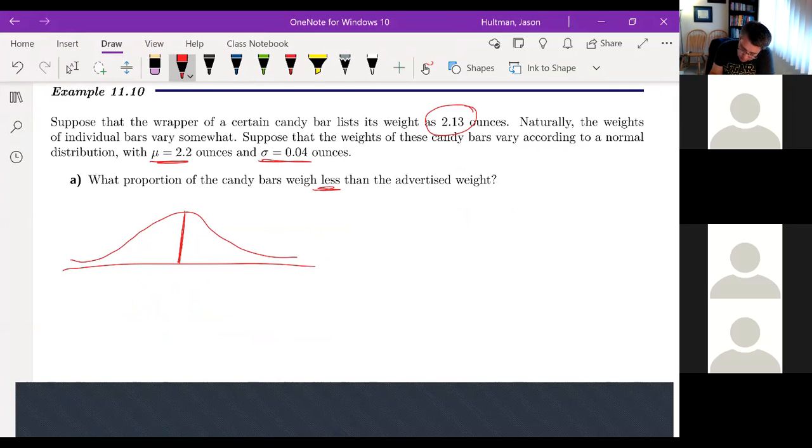Okay, so the mean is 2.2. And where is 2.13? Well, it's less than 2.2. So let's just put it less than 2.2. 2.13.